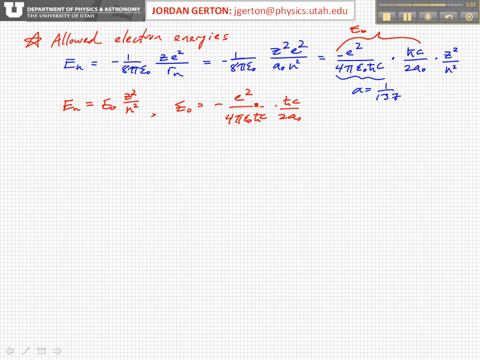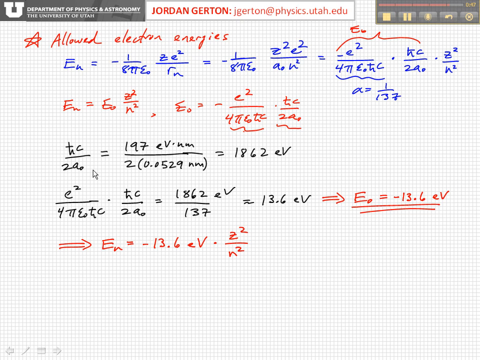Okay, so now I'm going to write down the numerical values for both of these terms, and so we can calculate a total numerical value for the energies. Here is the second term: h bar c over 2a naught. H bar c is 197 eV nanometers. 2a naught is 2 times 0.0529 nanometers, so that's equal to 1862 electron volts.